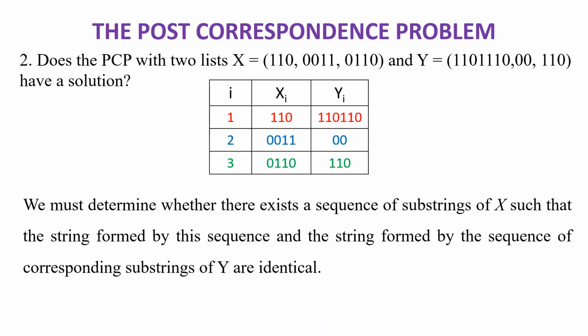So let's see the second problem. PCP consisting of two lists, x1, x2, x3, and their corresponding y1, y2, y3. We have to check whether this PCP has a solution. If it has a solution, then we have to identify a sequence where the upper half is equivalent to the lower half.